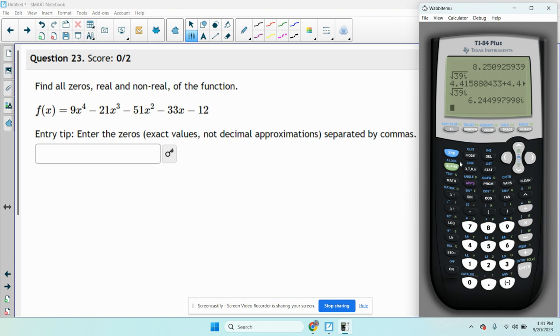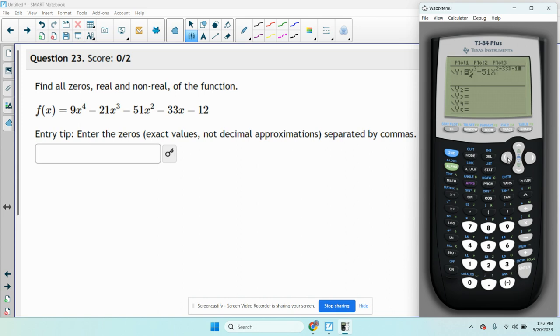But so you can't just find one by looking at it or by manipulating it algebraically. We're going to have to graph it to see if we can determine one of the zeros from the graph on the calculator. So this is going to be 9x to the 4th. I'm just going to graph the whole thing. Minus 21x cubed minus 51x squared minus 33x minus 12.